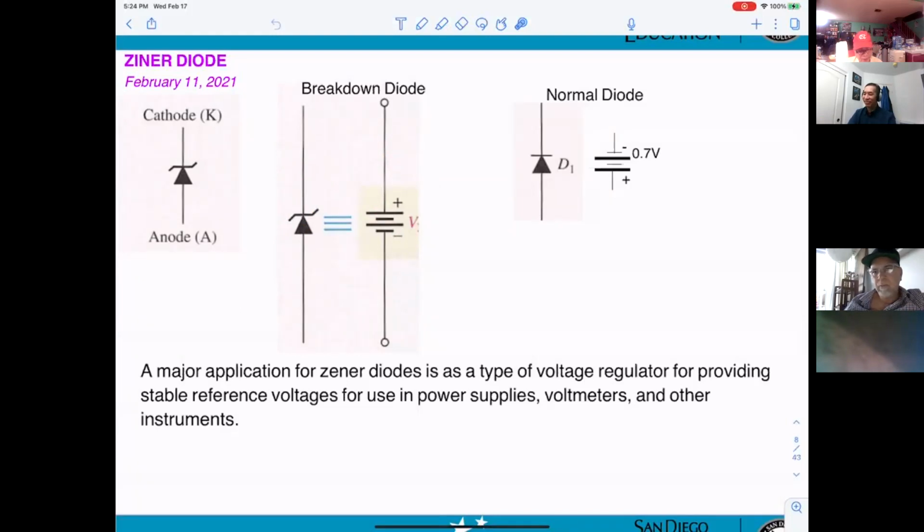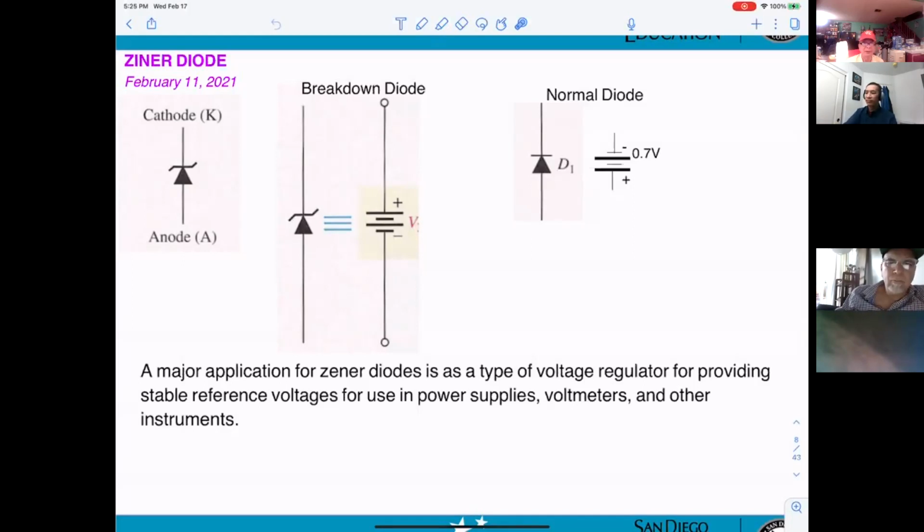Normally, when you go to buy a Zener diode, you must tell them what voltage you want. For example, I say I want to buy a Zener diode with a VZ equal to 5 volt, 10 volt, or whatever voltage. But you must identify the voltage. Otherwise, they don't know what to do.